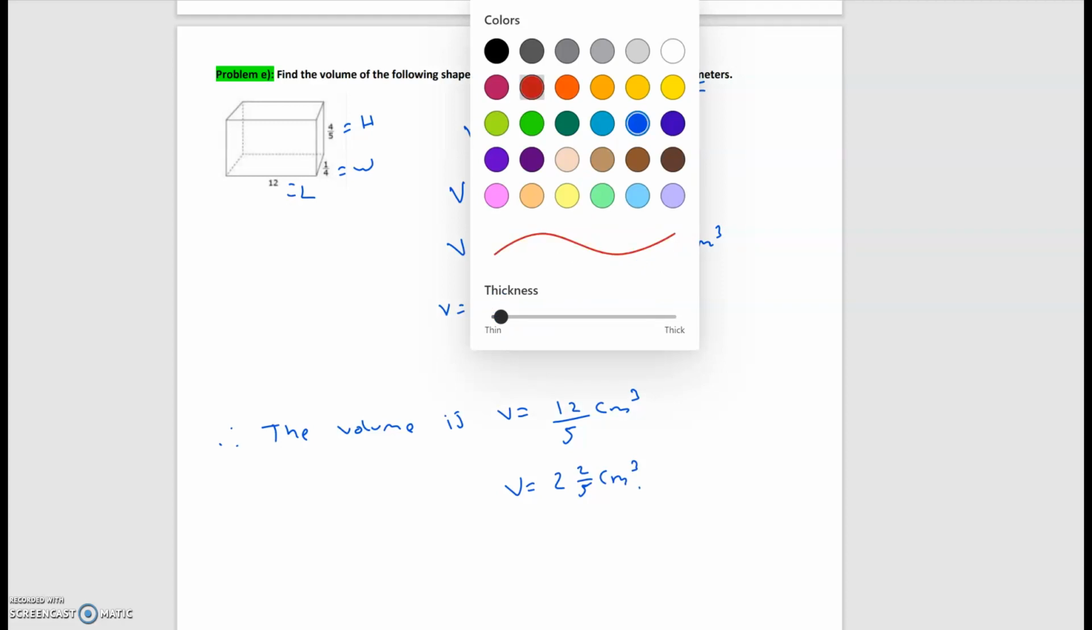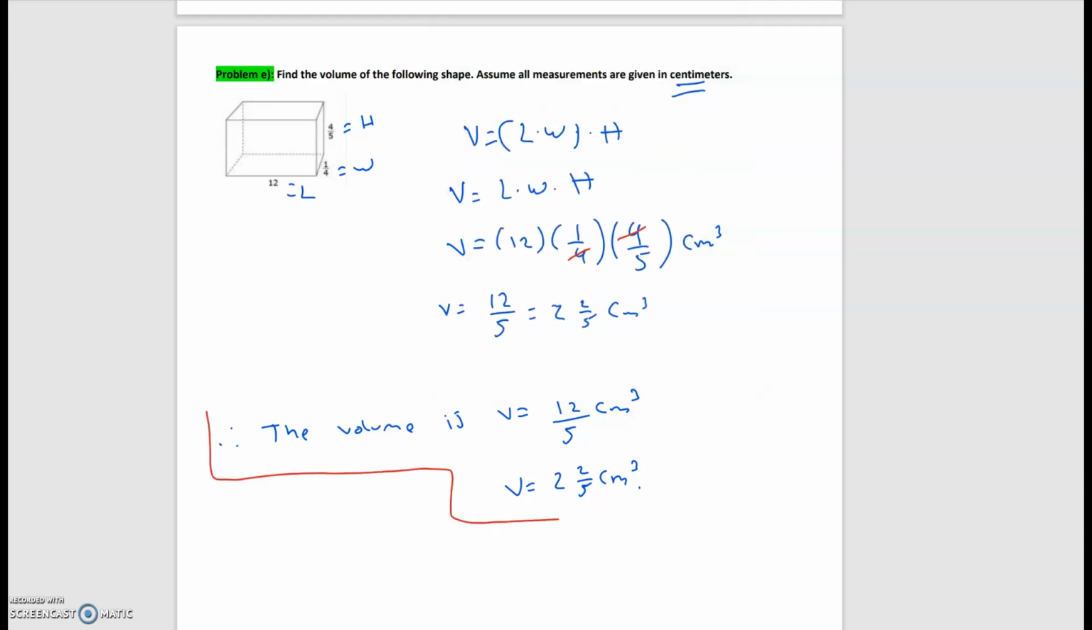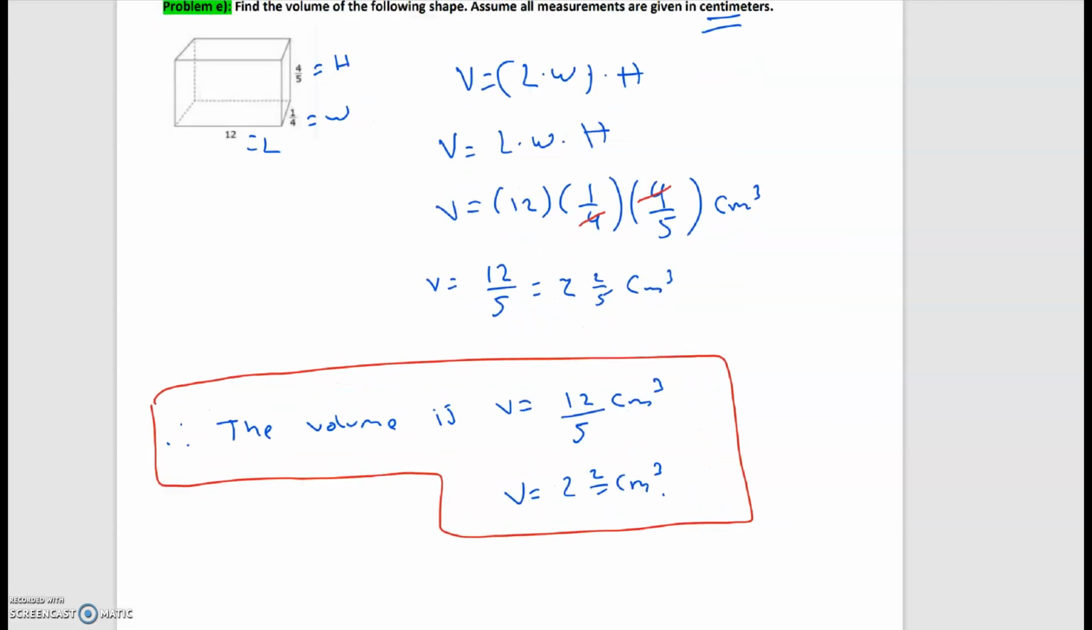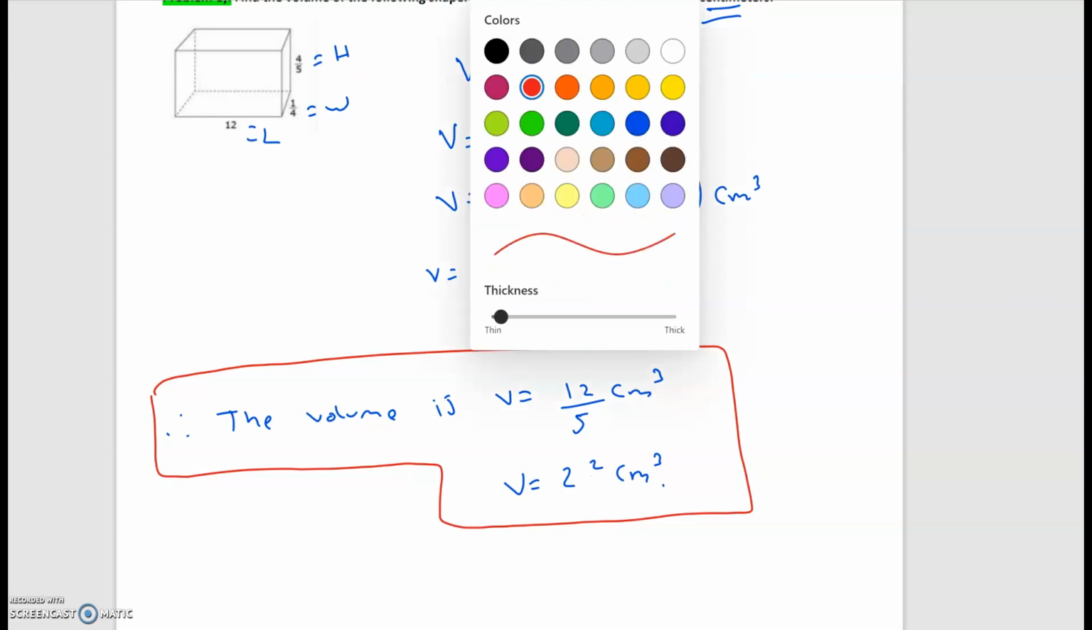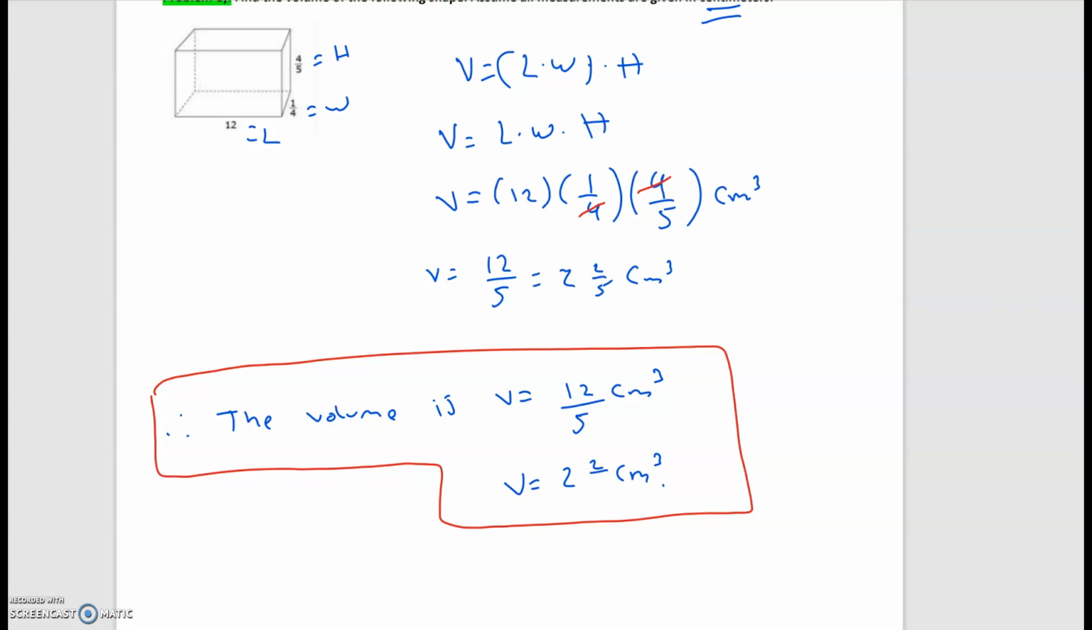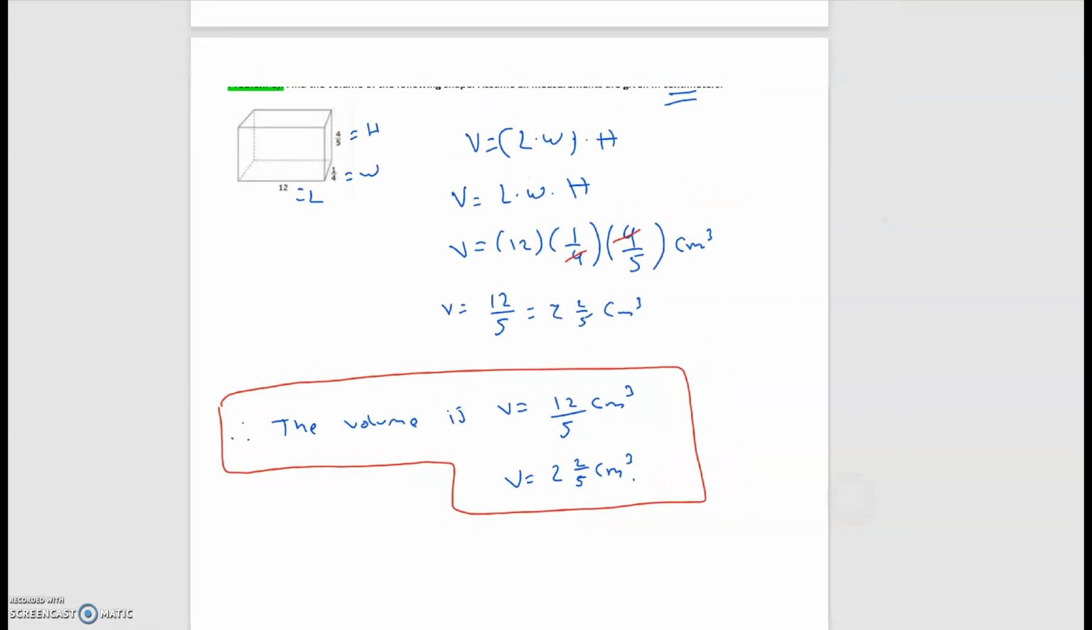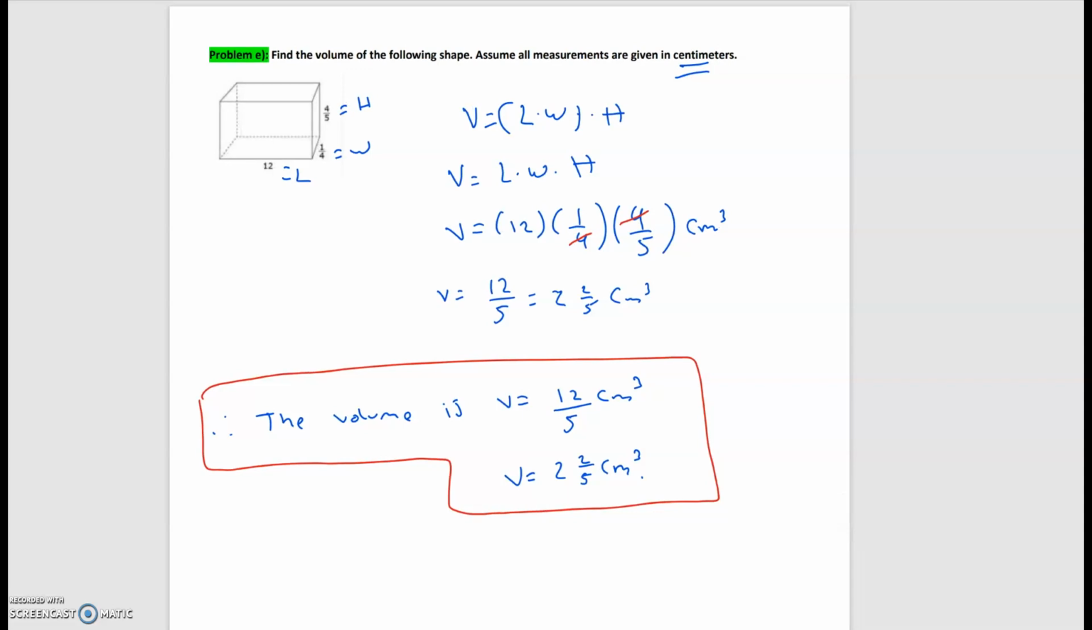I wrote this one both ways because it may be easier to visualize the measurement of 2 2/5 as opposed to 12/5. So let me fix this 5. Okay, so that's our answer for this one. And that concludes the applications that appear on this particular module.